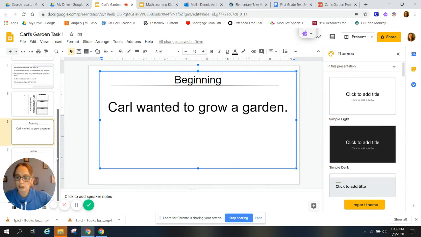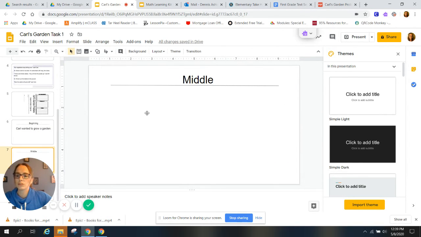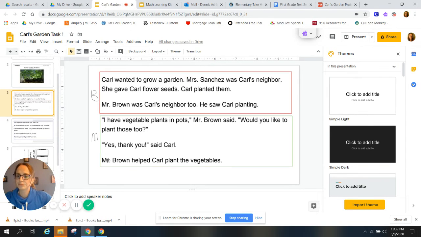So now we're going to go on to the middle. So let's go back and reread the middle of our story. I have vegetable plants in pots, Mr. Brown said. Would you like to plant those too? Yes, thank you, said Carl. Mr. Brown helped Carl plant the gardens. So that was a really kind neighbor, right? So what did Mr. Brown do? What did he do? You guys are right. He helped Carl plant the garden.